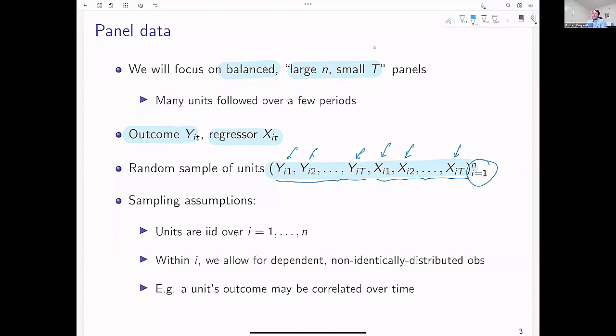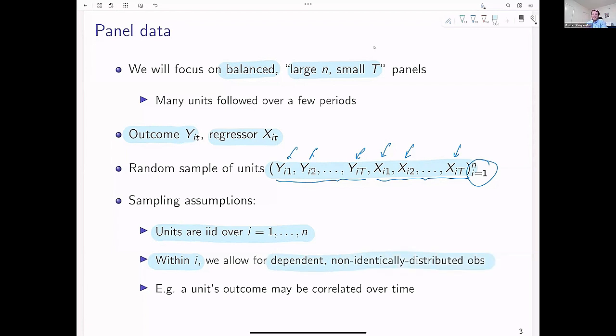And then, of course, we need to make some sampling assumptions, right? So we're drawing samples from a population. What assumptions are we making? We're going to assume that units are going to be IID. Basically, we're going to assume that, say, counties are drawn from the same population independently. But then within each county, we're not going to assume independence. Statistically speaking, we're going to allow for dependent, non-identically distributed observations within the county.